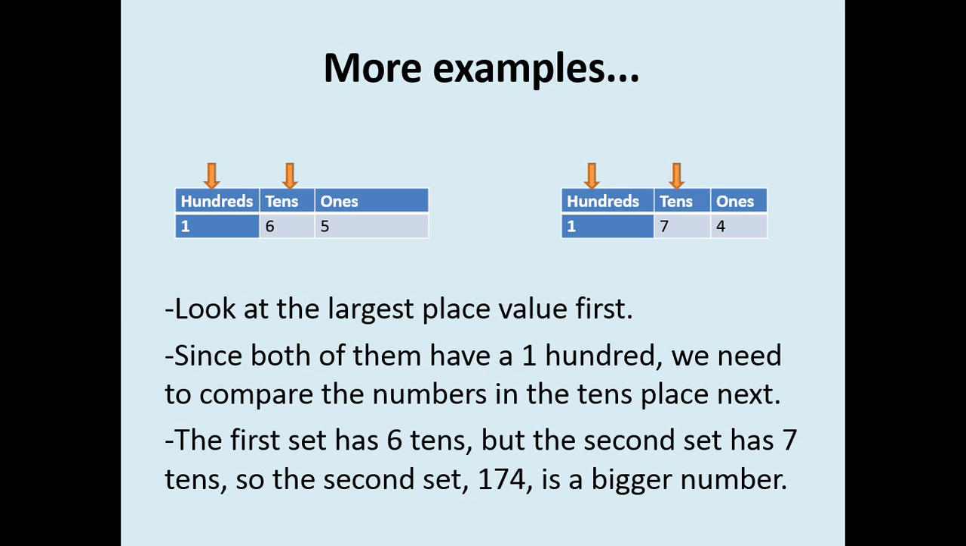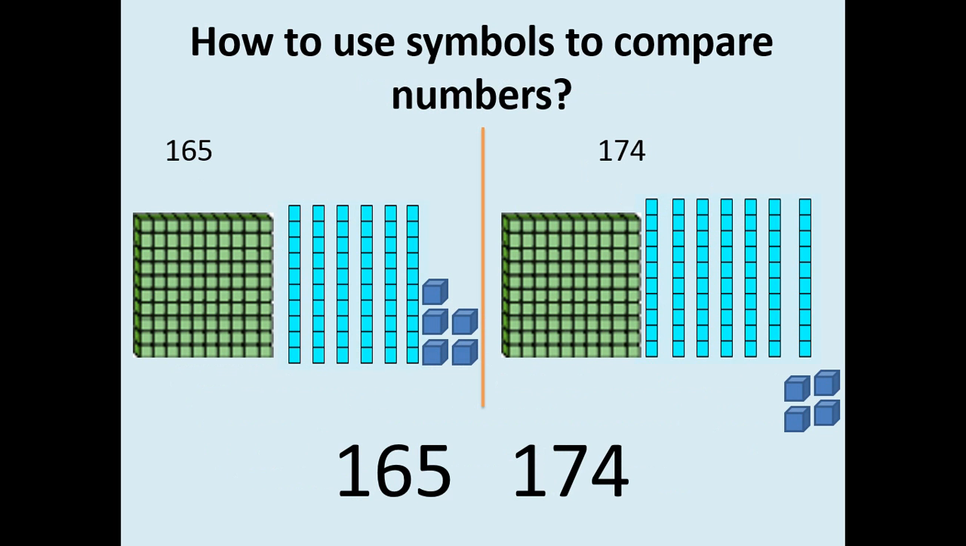Let's take a look at the base 10 blocks. 165, I compare it to 174. I can see the base 10 blocks and I can tell 165 is smaller than 174. So I can read, 165 is less than 174.